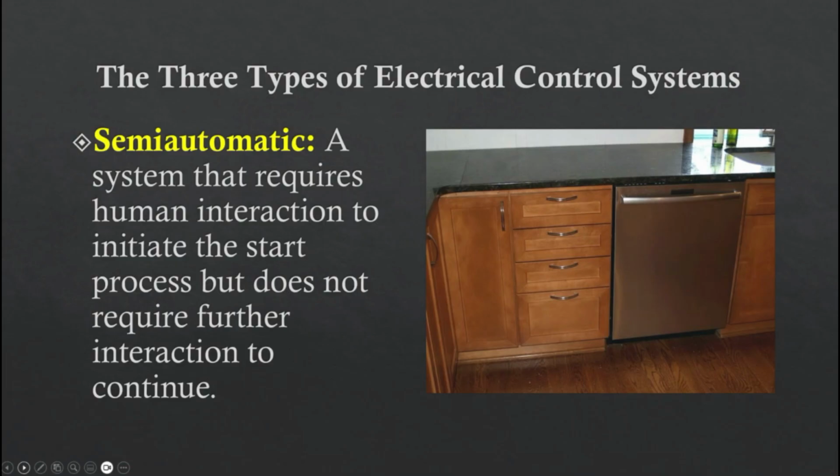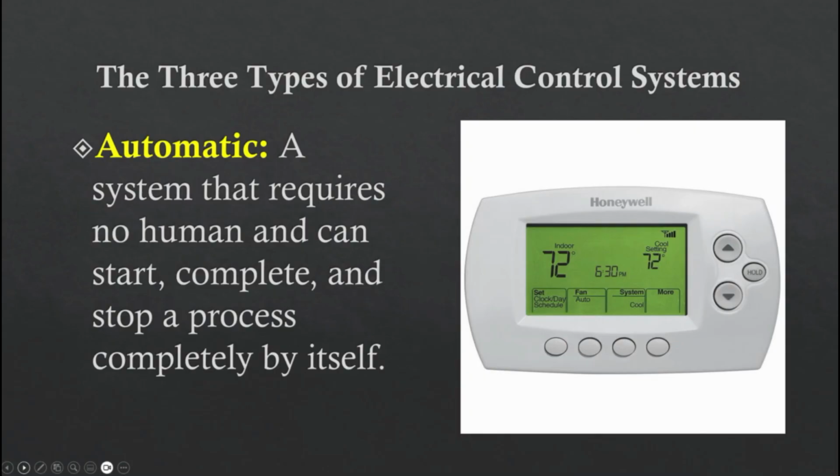So the example here is a dishwasher where you can hit a button and then it gets started and then it operates by itself from that point on. The previous slide was just showing you what is called a selector switch, and you physically turn that on and then whatever the machine is being operated, it immediately starts. And automatic, a system that requires no human and can start, complete, and stop a process completely by itself. And then, of course, our example here is a thermostat that as the temperature raises, it's going to kick on your air conditioning, cool it back down, and then when it gets warm again, bring it back up, that sort of thing. Does that all automatically.